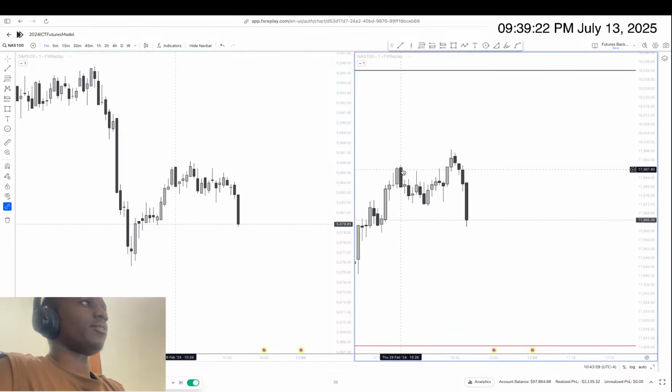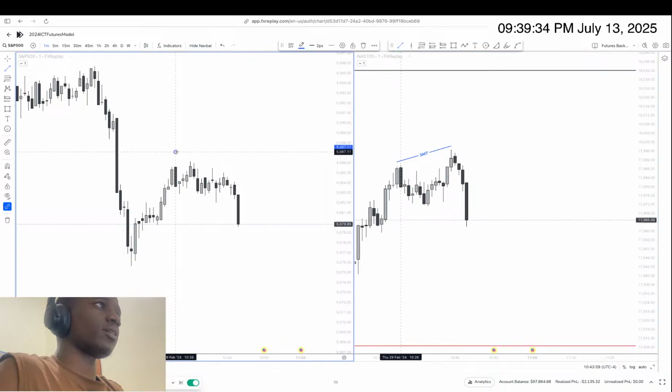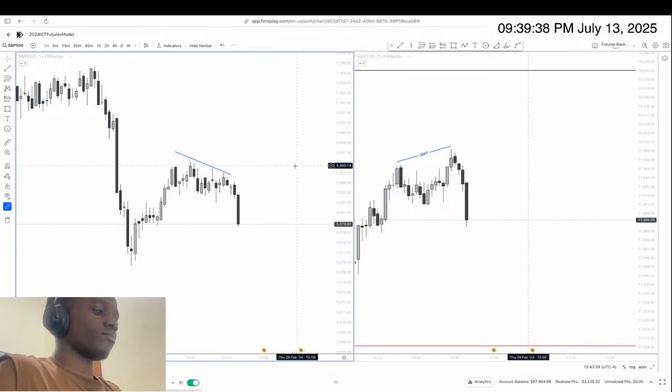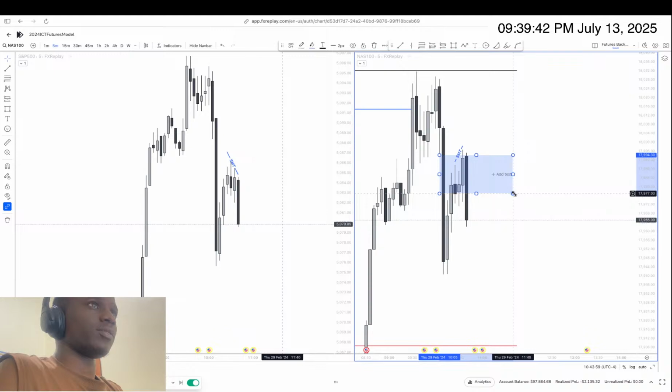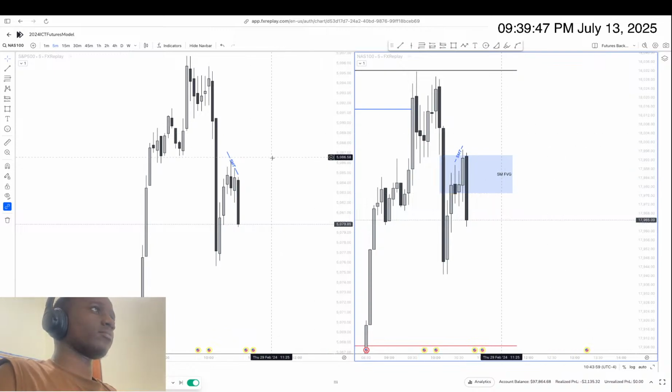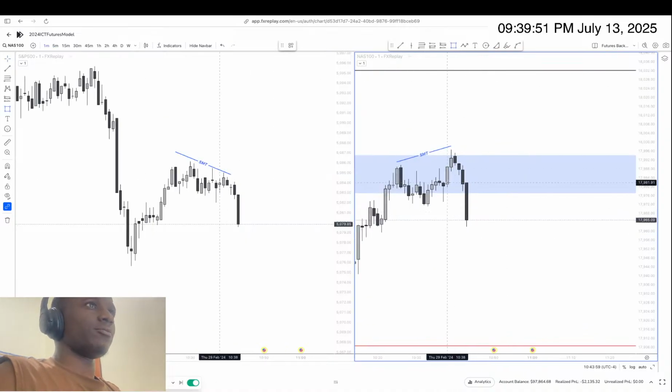Right, so you can see now here we get that clear manipulation leg and a nice SMT. So we got this SMT here. Like here the low wasn't taken out. Now on the 5 minute, we're in this 5 minute fair value gap, same as in ES. Now going back to the 1 minute, you can see that we've created inversions.